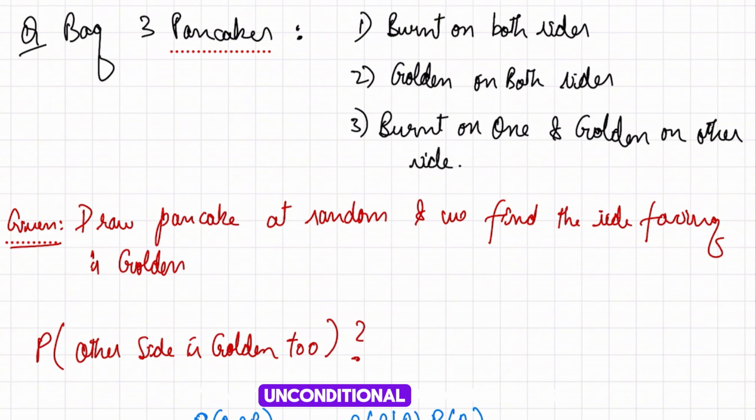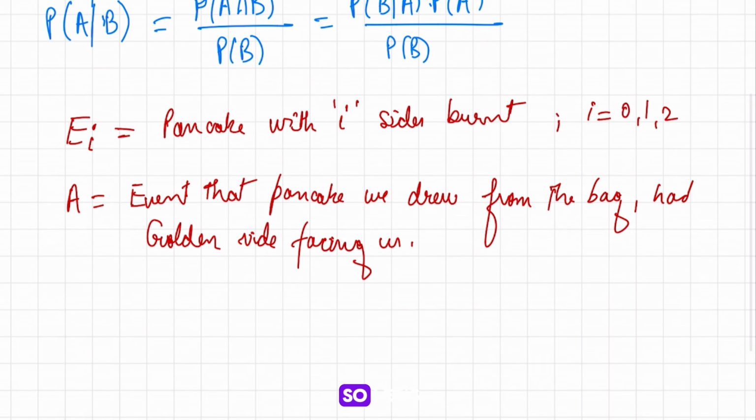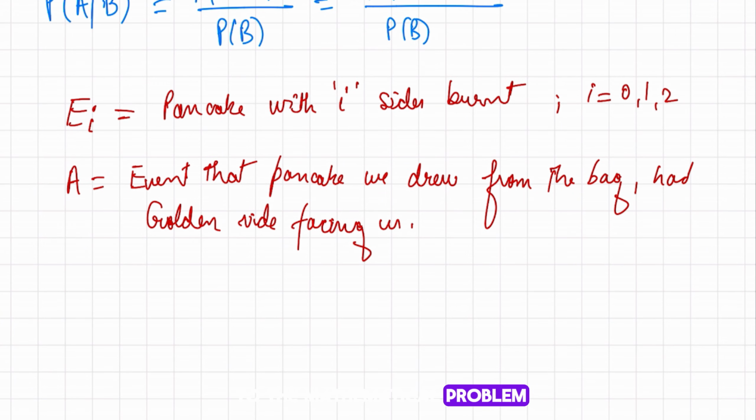But it's not an unconditional probability, right? Because if the bag has 3 pancakes and you're drawing any one at random, then it would be 1 by 3, very easy. But there is a condition applied here. The condition is that you drew this pancake and you saw that the side is golden. So this changes things. Let's now translate this to the mathematical problem we have.